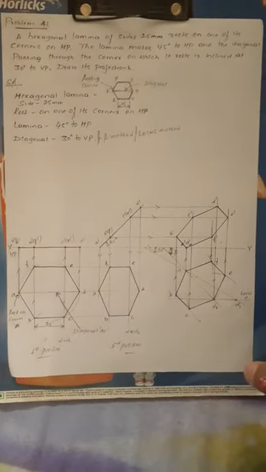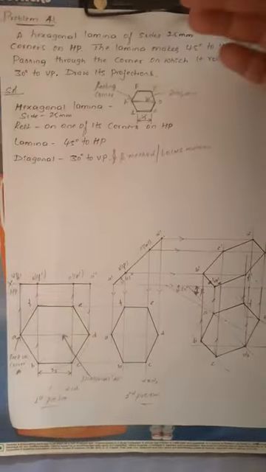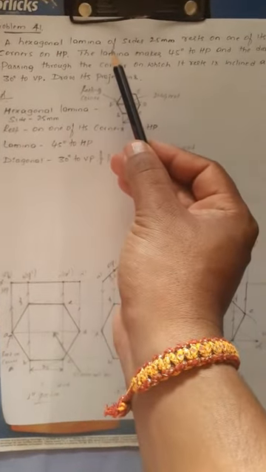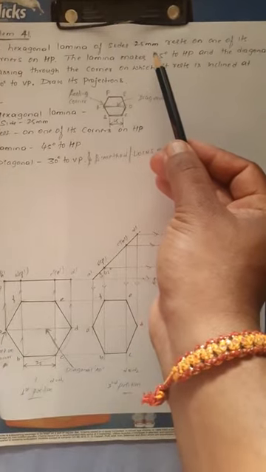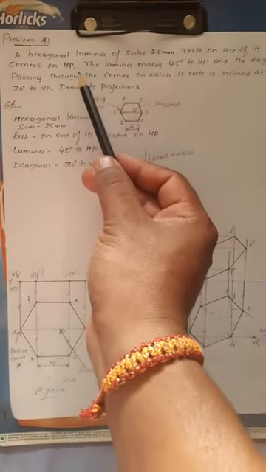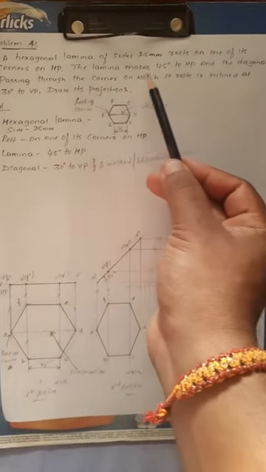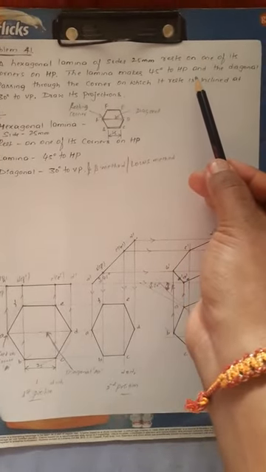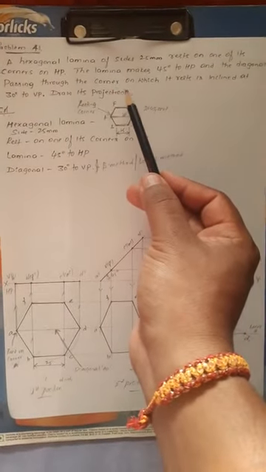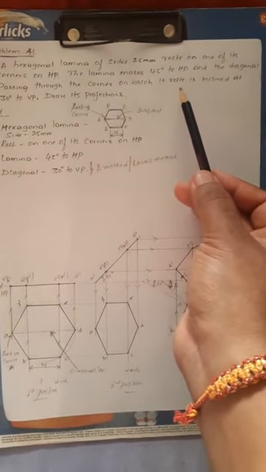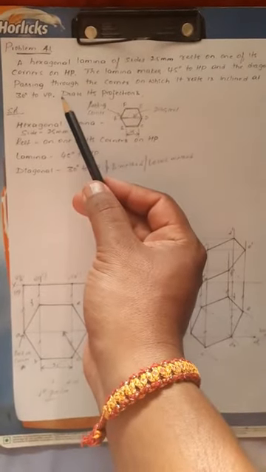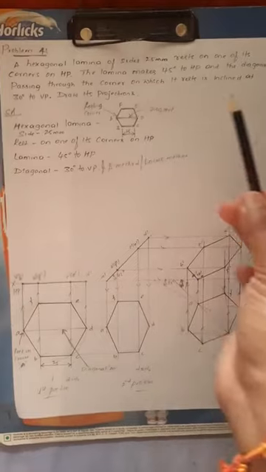Yes, our next problem is problem number 41. A hexagonal lamina of side 25 mm rests on one of its corners on HP. The lamina makes 45° to HP and the diagonal passing through the corner on which it rests is inclined at 30° to HP. Draw its projections.